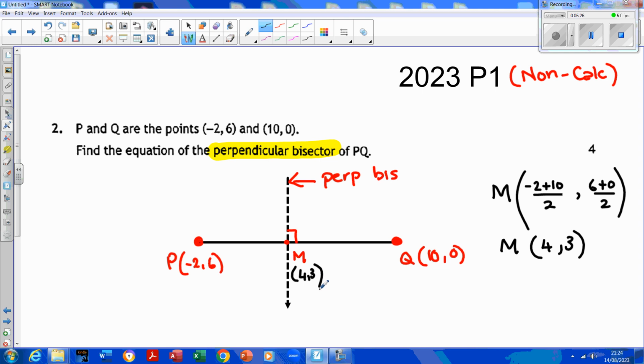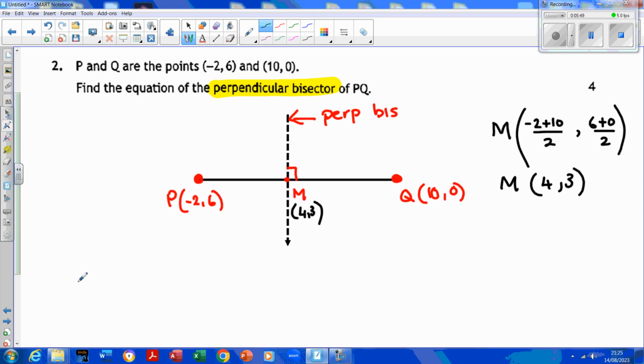So to get the equation of the line, I know a point on the line. I still don't know the gradient, and I don't have enough information about this perpendicular bisector to find the gradient. But the clue is it's perpendicular to PQ. So if we can work out the gradient of PQ, to find the perpendicular gradient, we flip and change the sign. So we start off and we say the gradient of PQ, so m PQ.